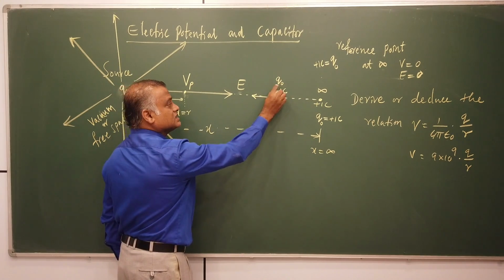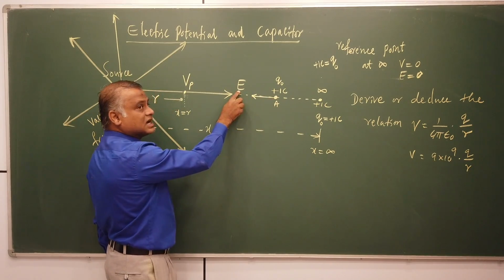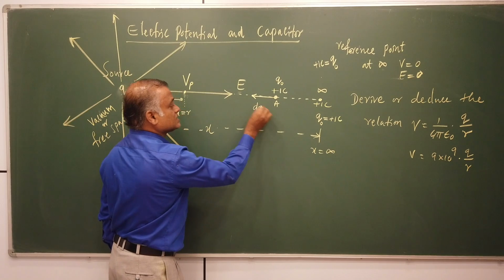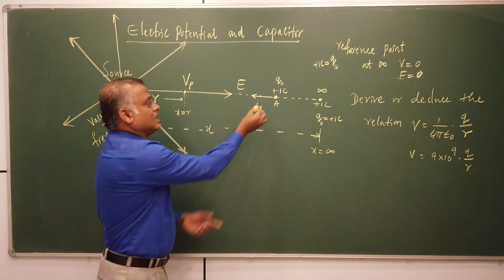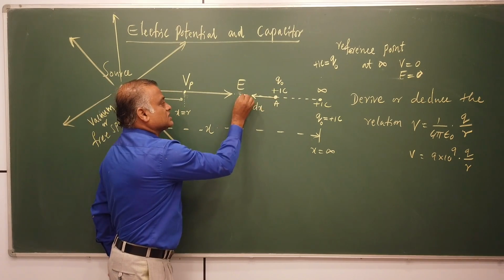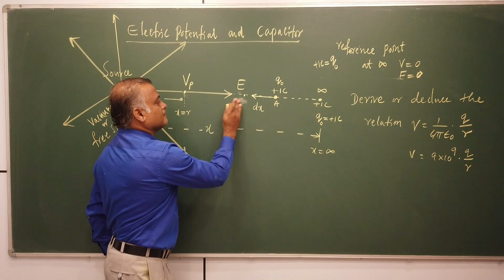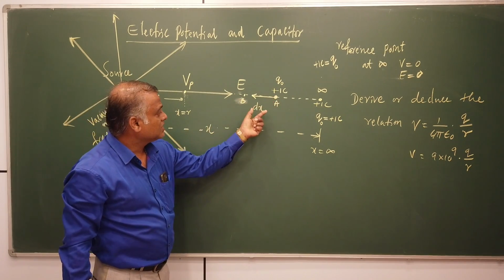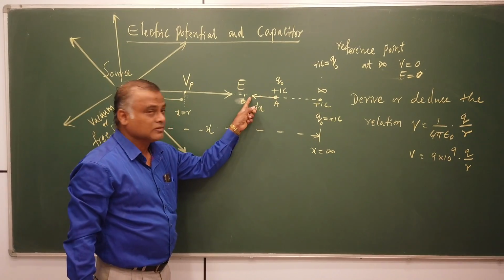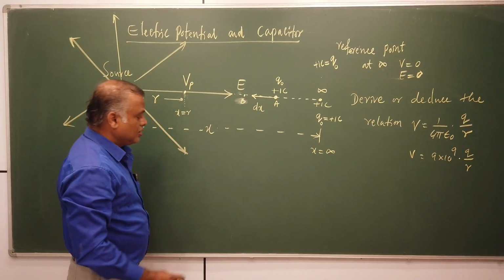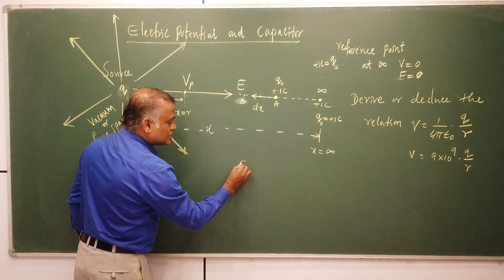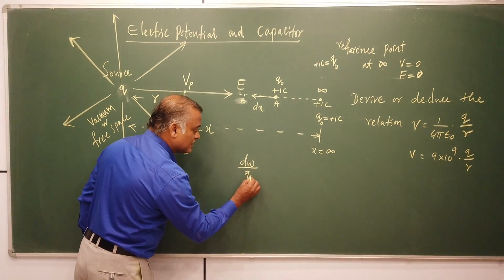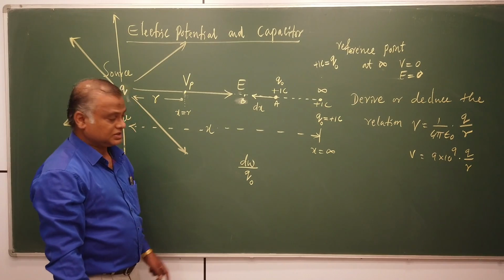The charge is carried against the direction of the electric field, through a small distance dx. The charge has traveled a small distance dx, that is from A to B. Therefore, a small amount of work is done in transferring unit charge.